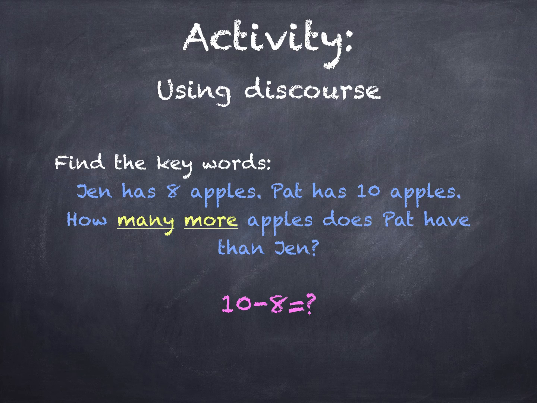All right, so most of you probably would have noticed "many more," because we're looking at a difference in how many apples Pat and Jen each have. So since Pat has the larger number, we should subtract how many apples Jen has to determine the difference. So 10 minus 8 equals... glad you all got the same answer of 2. Let's try this again.